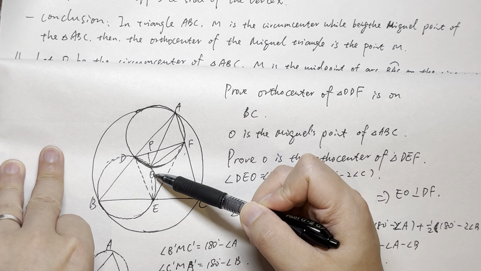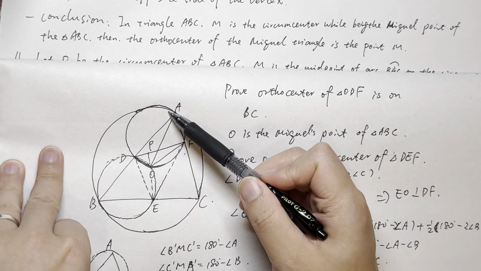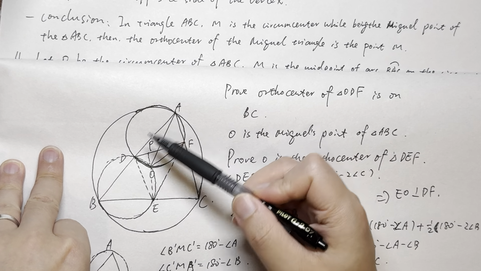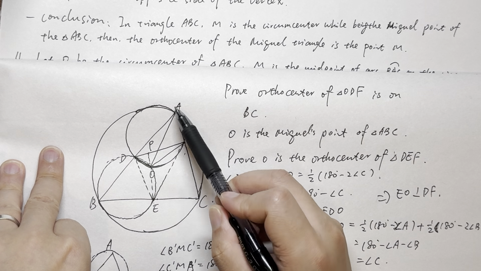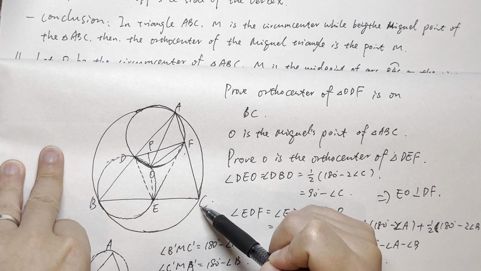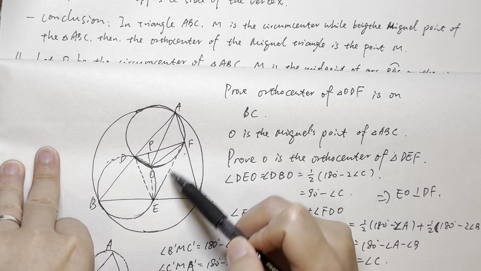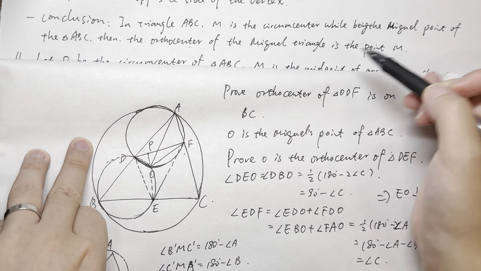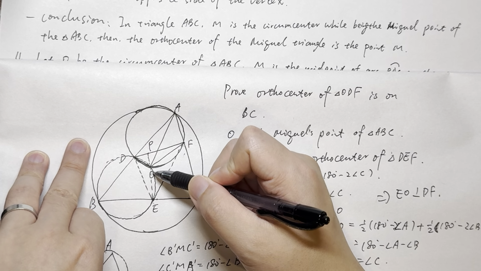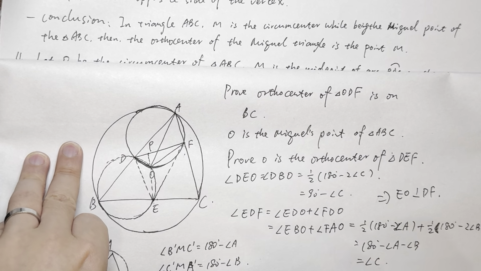O is a circumcenter of triangle ABC while it's a midpoint of triangle ABC. Then the orthocenter of the midpoint triangle, which is triangle DEF, the orthocenter of triangle DEF is point M, which is O here, right? So that's obvious.